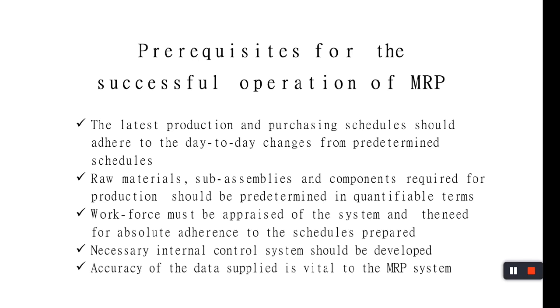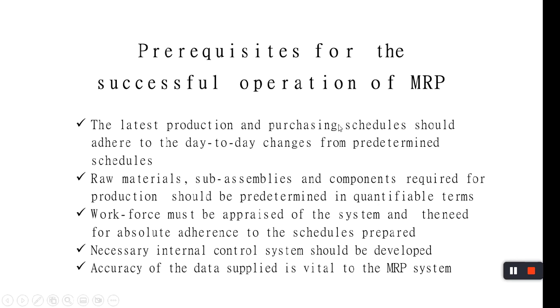So what are the prerequisites for the successful operation of MRP? It doesn't stop when we purchase the MRP system. If we have an MRP system in place, it doesn't always mean that we will be able to accomplish the goals that we have in mind when we try to implement MRP. We need to make sure that the following items also exist in our organization so that we could say that our MRP implementation is successful.